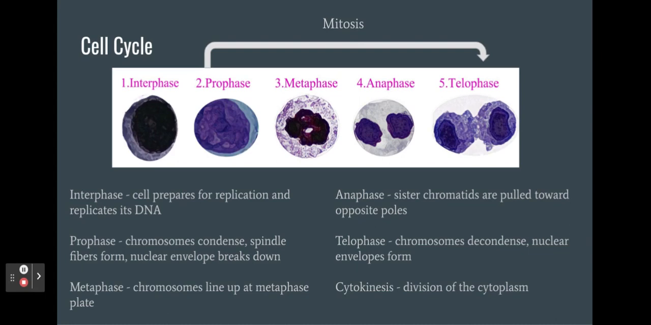In prophase, the chromosomes condense, spindle fibers form, and the nuclear envelope breaks down. In metaphase, the chromosomes line up at the metaphase plate. In anaphase, the sister chromatids are pulled toward opposite poles, and in telophase, the chromosomes decondense and nuclear envelopes form around each. During cytokinesis, the cytoplasm divides and the result is two cells that are nearly identical to the parent cell.